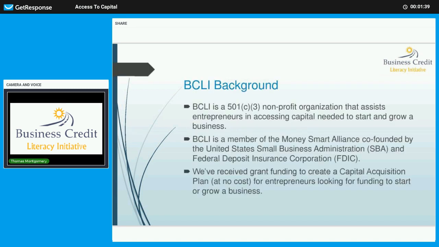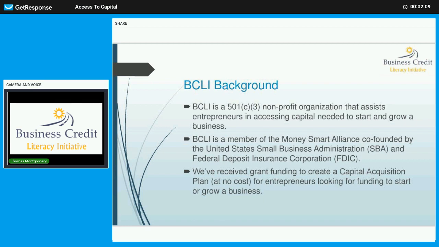Business Literacy is a 501c3 nonprofit. We assist entrepreneurs in accessing capital needed to start and grow a business. We've had our IRS 501c3 designation since September of 2016, and we were actually formed earlier that year. We are a member of the Money Smart for Small Business Alliance that was founded by the FDIC and the SBA, that provides us access to their award-winning curriculum.